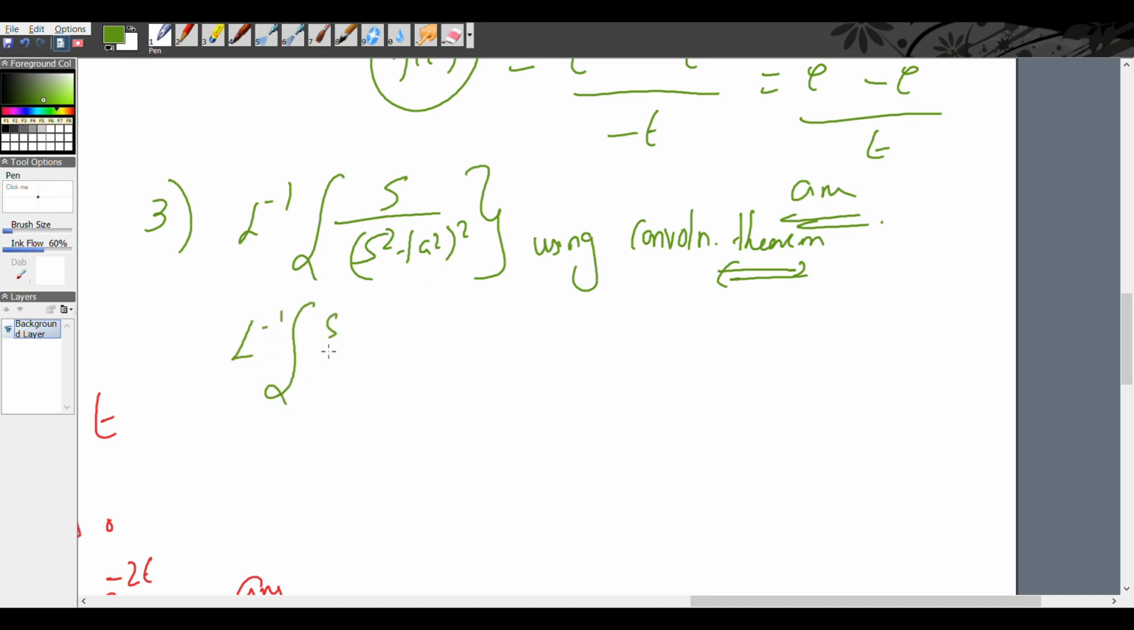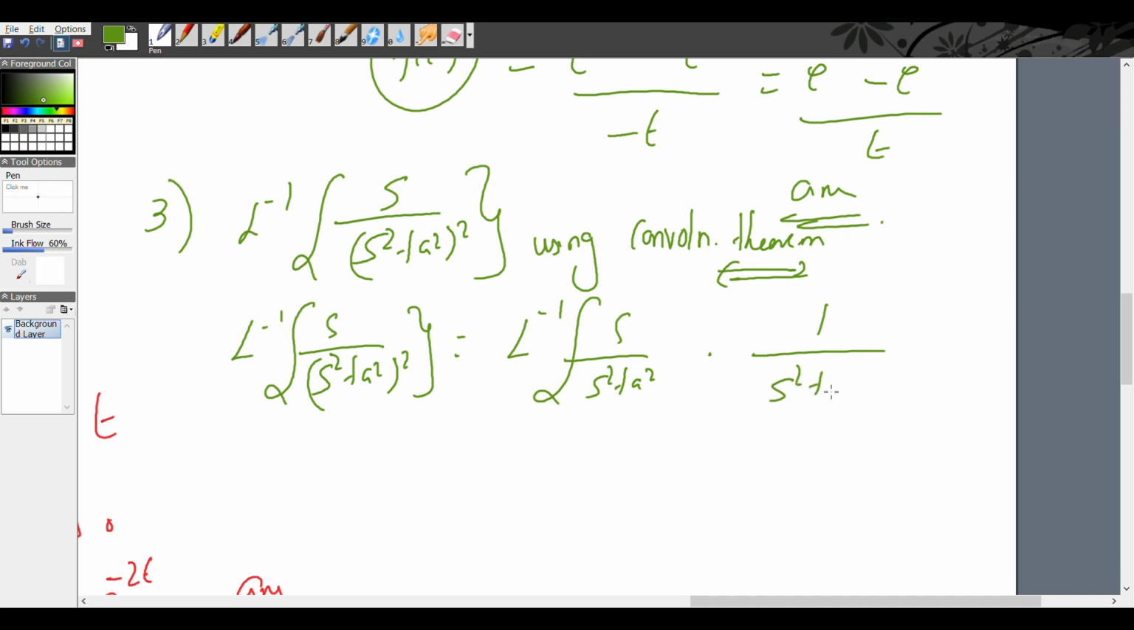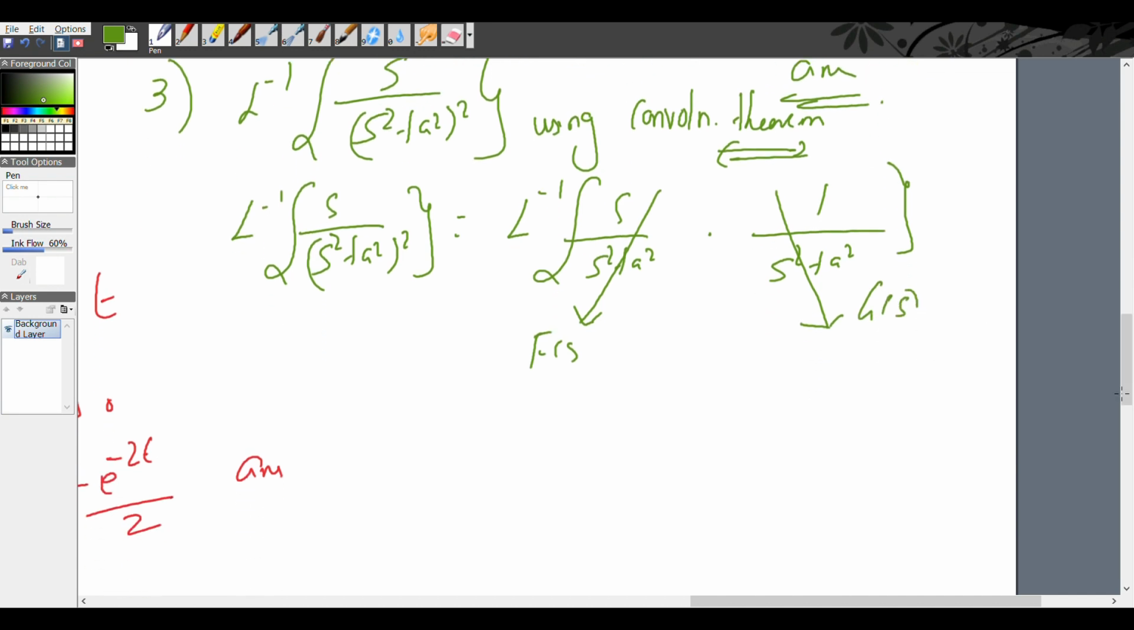L inverse of S by S square plus A square. This I can very well write like L inverse of S by S square plus A square into 1 by S square plus A square. I did nothing, just separated it and wrote it, that is all. Now this one I call f of s and this one I call g of s.